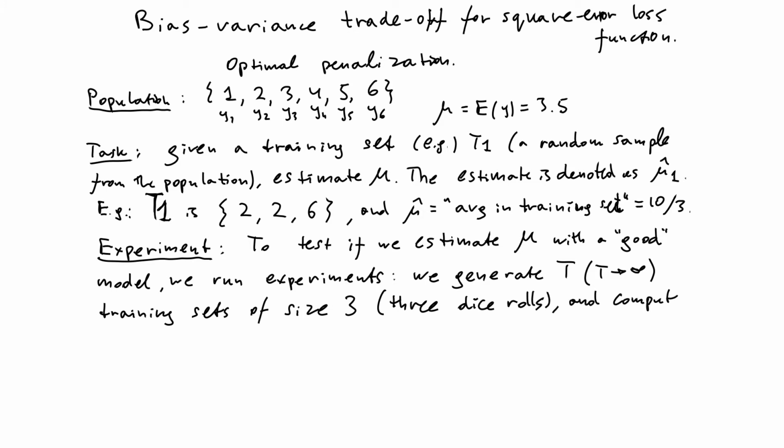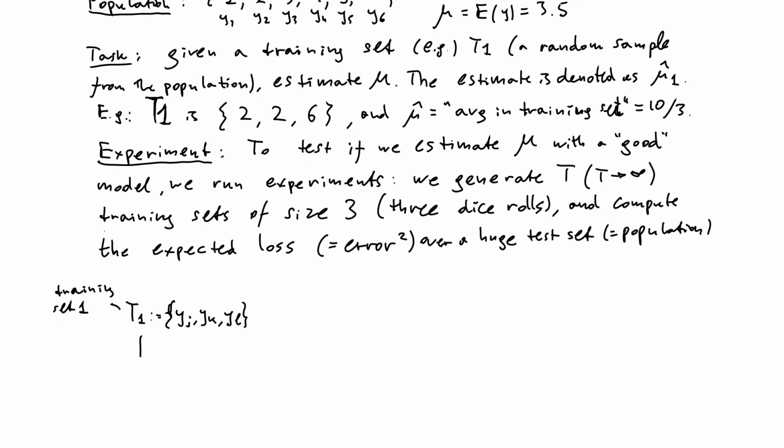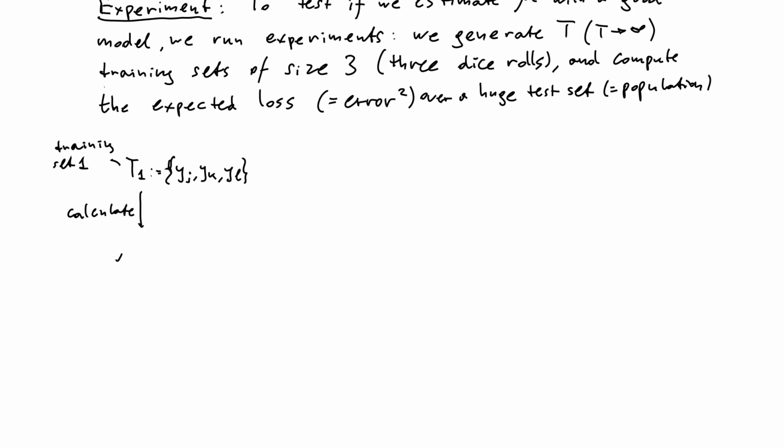From each model, we estimate mu. We predict the test set, which will be very huge. It's actually the population itself, but we can draw from it infinitely many examples, although there are just 6 observations. So we just draw these 6 many times. We start with training set 1, which is yj, yk, yl. We compute mu hat. This could be just the average, could be another model, but it's a running example.